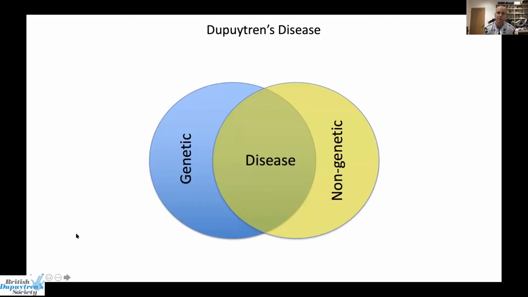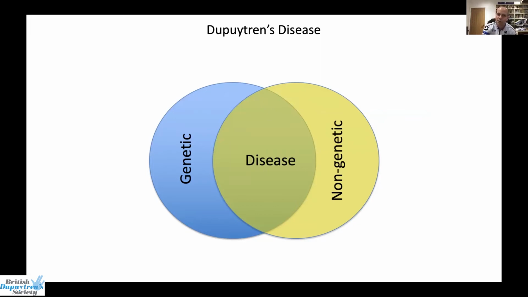Dupuytren's disease, as everyone knows, is really quite a genetic disease. Probably about 80% of the predisposition to getting Dupuytren's is caused by genetic factors. But there are also non-genetic predisposing factors such as alcohol intake, smoking, and BMI. If you have a higher weight, if you're more obese, you're actually protected from Dupuytren's. It's the only disease really that I know where that's the case.